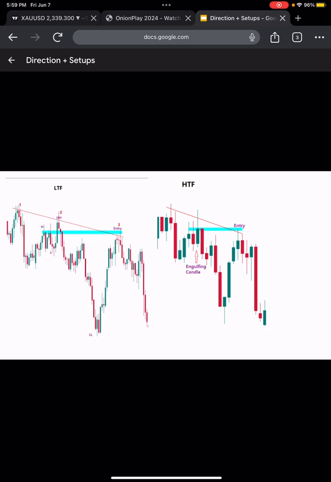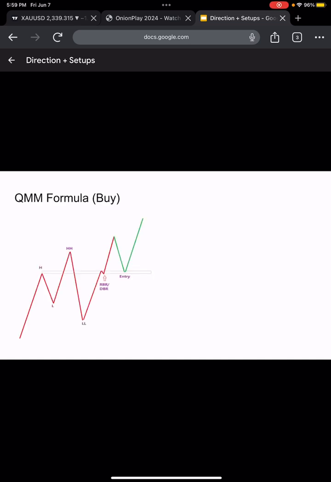Here's another example: high, low, higher, low, low. Again, engulfing candle. Now this is a reversal pattern. It's basically where the QMR or the QMC gets broken and doesn't get respected. So instead of price respecting it, it creates either a rally-based rally or a drop-based rally, drop-based drop.